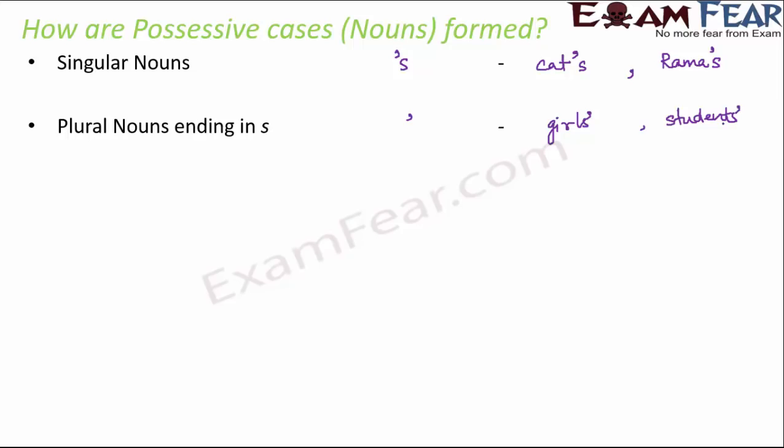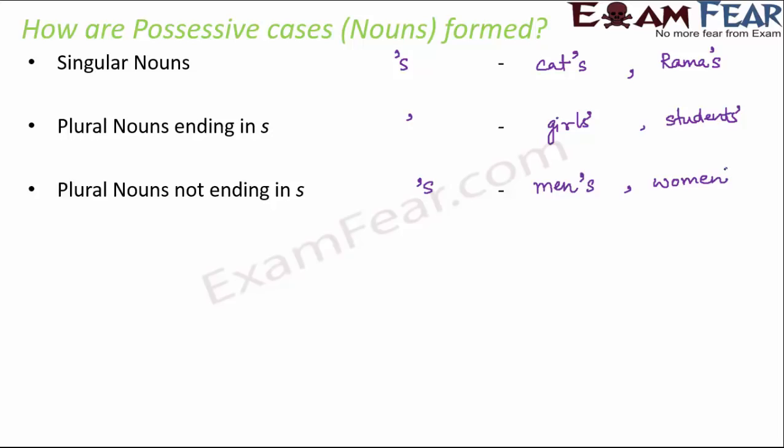Similarly, students'. So for any plural noun which is ending in S, if you want to form its possessive form, just put an apostrophe at the end. That's it. Plural nouns not ending in S, for example, men, women. So what do we do in this case? Again, the same thing. We just put apostrophe S like this.